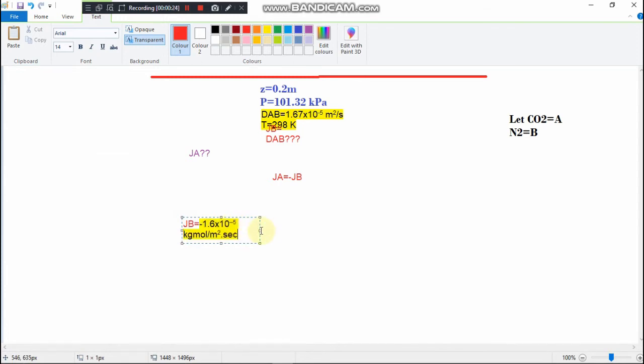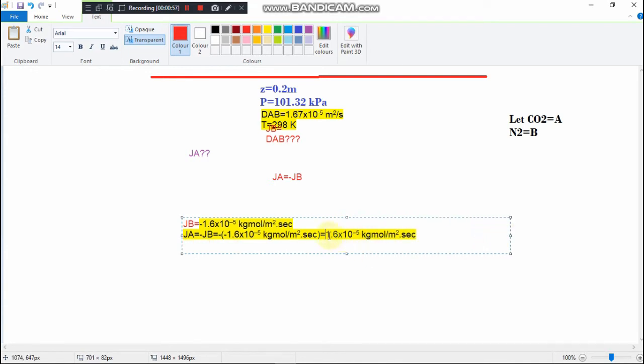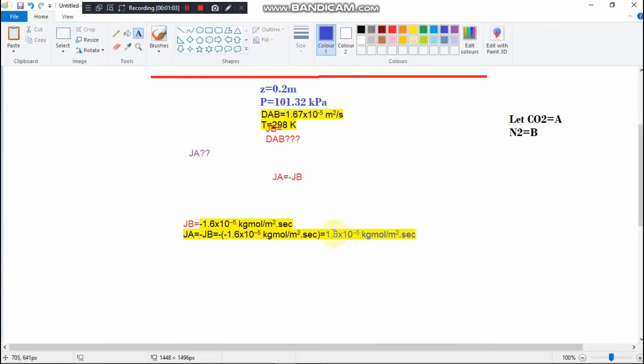Okay, this value. In order for you to substitute the value inside the equation, it must be in terms of JA. According to the equimolar counter diffusion law, JA is equal to minus JB. So it will be minus multiplied with this value, which will be a positive value, right? Minus multiplied with minus. Okay, so this is the value for JA.